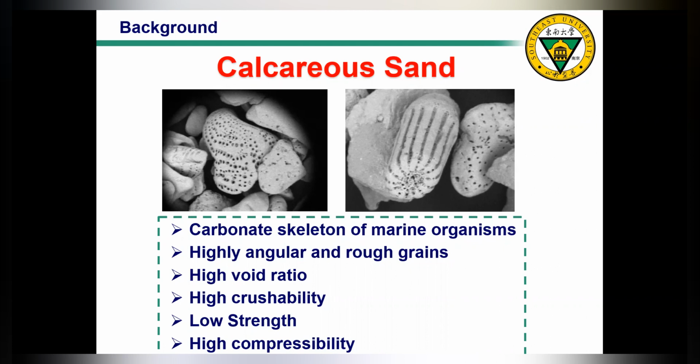Calcareous sand particles are normally highly angular and their surfaces are quite rough. Calcareous sand itself is typically high in void ratio, crushability, and compressibility, and its strength is relatively low. Due to these reasons, when used as foundation material, calcareous sand has to be reinforced to meet the design and construction requirements.